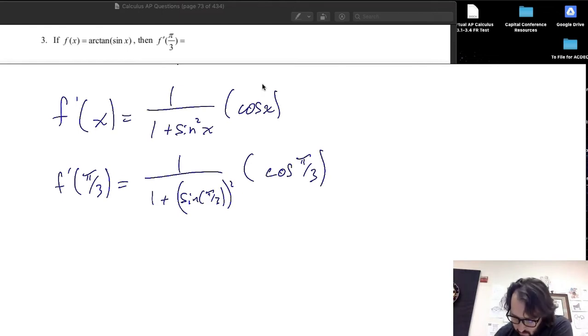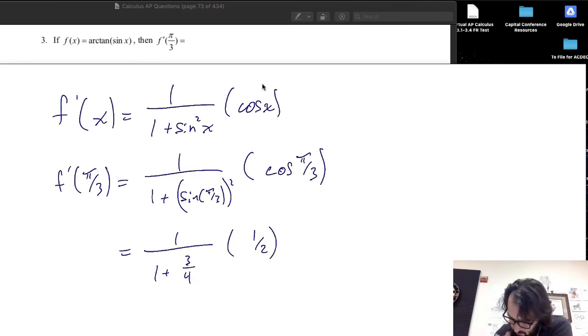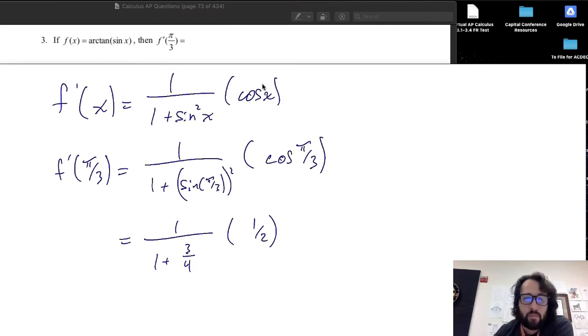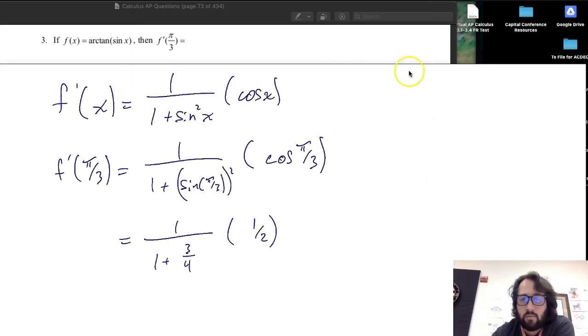So sine of pi over 3 is √3/2. So this is 1 over 1 plus 3 over 4, √3/2 squared, times cosine of pi over 3, which is 1/2. All right, and now knowing that this is a multiple choice, I need to simplify it. I'm going to guess it's that one, but I don't know. We'll find out.